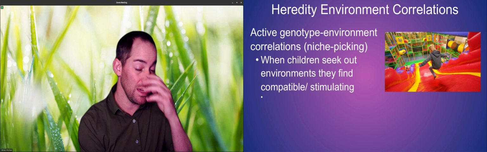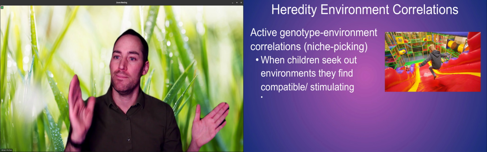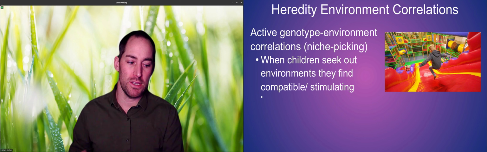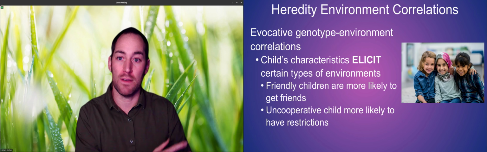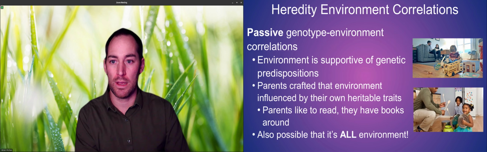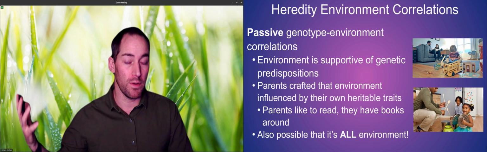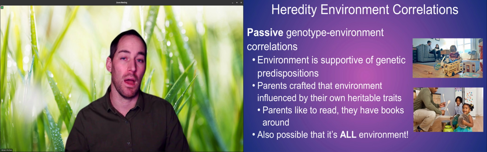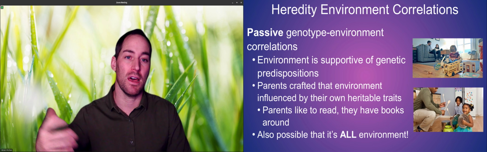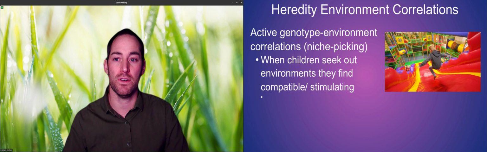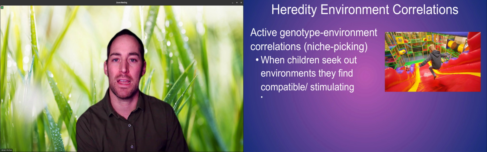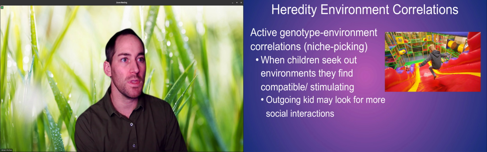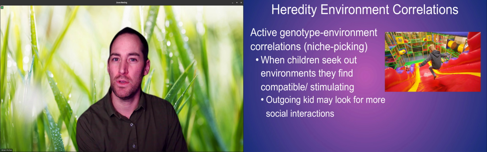And these kinds of things can make it difficult to pinpoint how much of any given thing is nature versus nurture. If your trait leads you to change the environment with the evocative, or you are already growing up in an environment supportive of your traits in passive, how much would we be able to pinpoint or partial out, that is, from nature versus nurture? So active genotype environment, again, you're picking a situation. Evocative, you are changing the environment, usually unintentionally.